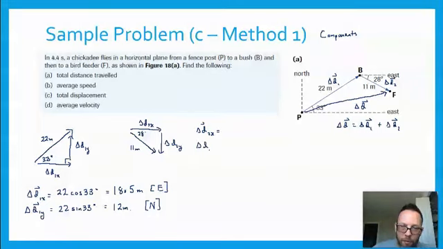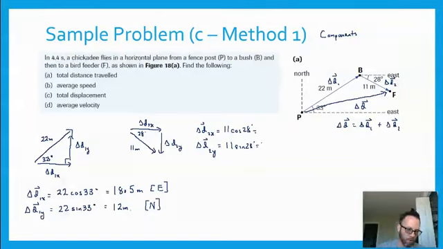Again, if you don't want the spoiler, you can pause the video and try these on your own, but you're more than welcome just to follow along with me. So here, delta D2x, again, it's adjacent to the 28-degree angle. So we would have 11 times cosine 28, and we know that'll be east, and we'll have 11 sine 28. We know that direction will be south.